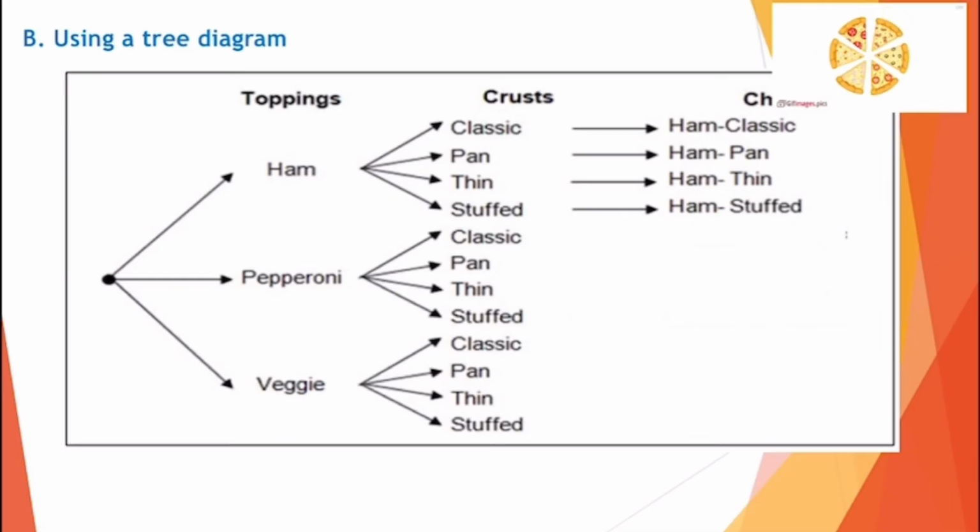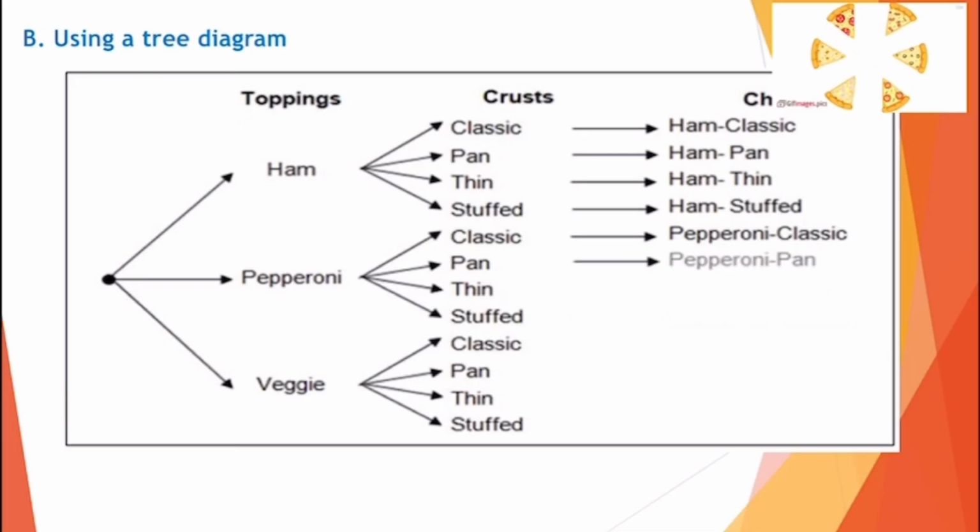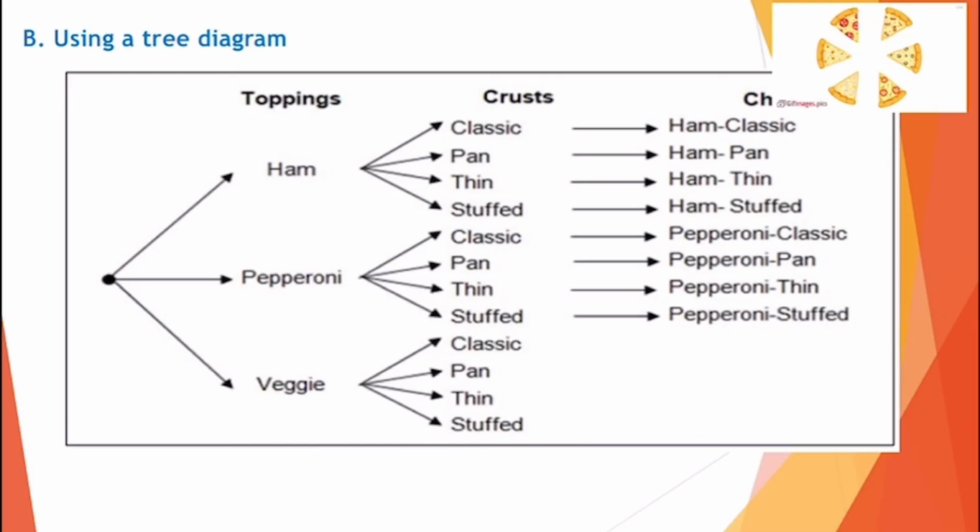Next, if our topping is pepperoni and our crust is classic, we have pepperoni classic. If our topping is pepperoni and our crust is pan, we have pepperoni and pan. Next, if our topping is pepperoni and our crust is thin, we have pepperoni and thin crust. Next, if our topping is pepperoni and our crust is stuffed, we have pepperoni stuffed.